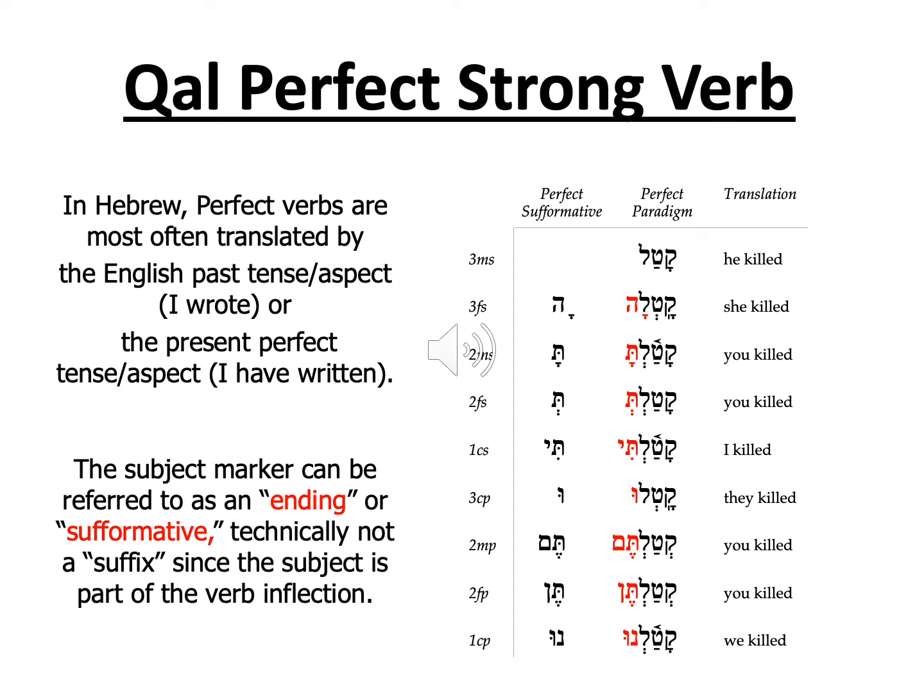You'll notice that the subjects are located there in the third column that have been affixed to the perfect paradigm. These are not technically suffixes, but suffirmatives or endings that mark the subject. However, they remain the same in all perfect verbs, so you should become familiar with this chart. You'll notice that there are many similarities between the verb chart and the noun chart.